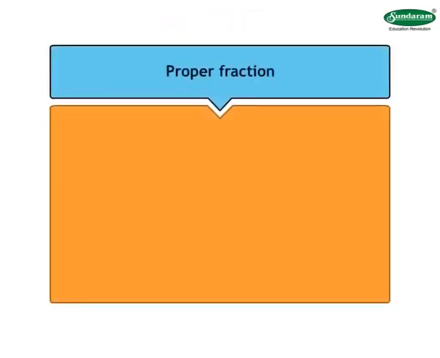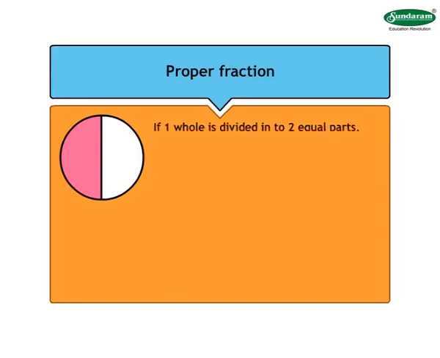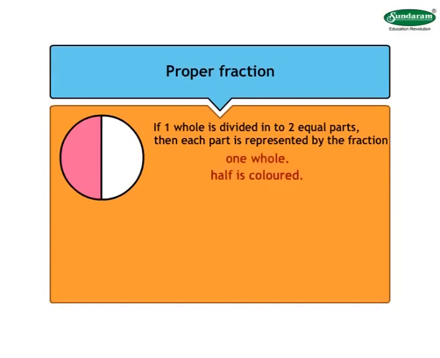Now let us understand clearly with the help of figures. What is meant by proper and improper fraction? Proper fraction: if one whole is divided into two equal parts, then each part is represented by the fraction 1 upon 2, that is half. In the figure of the one whole, half is colored.